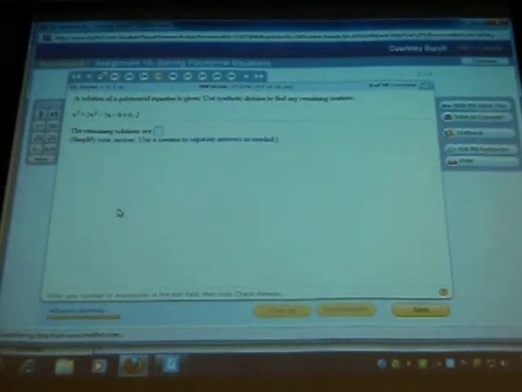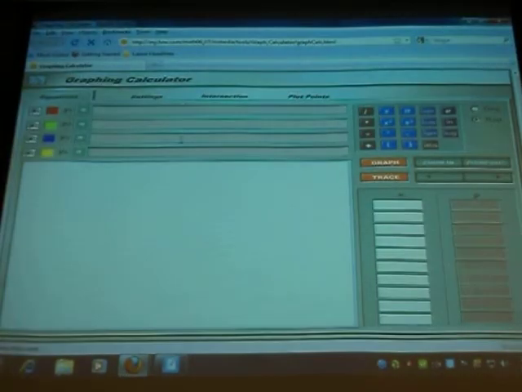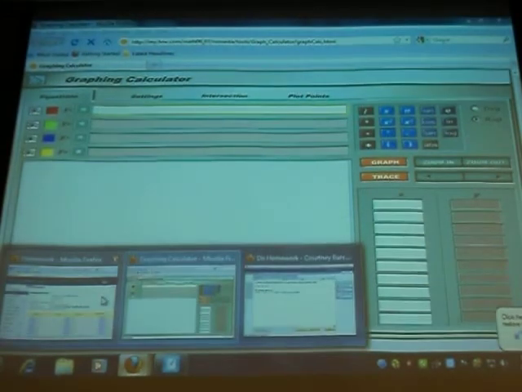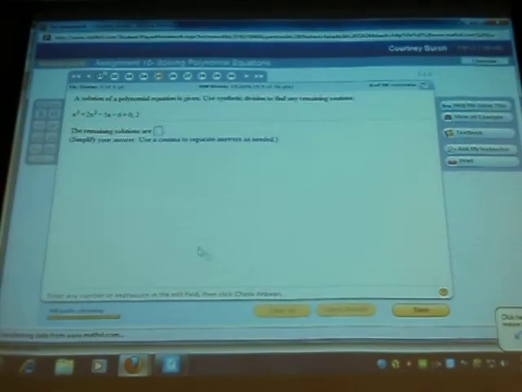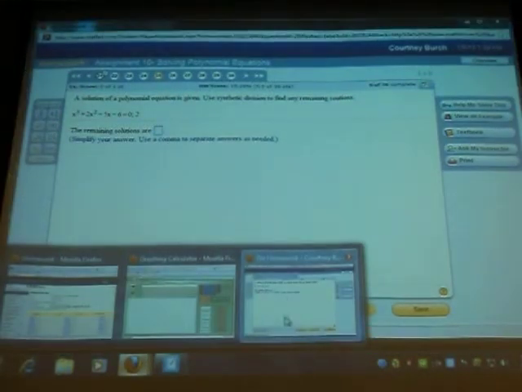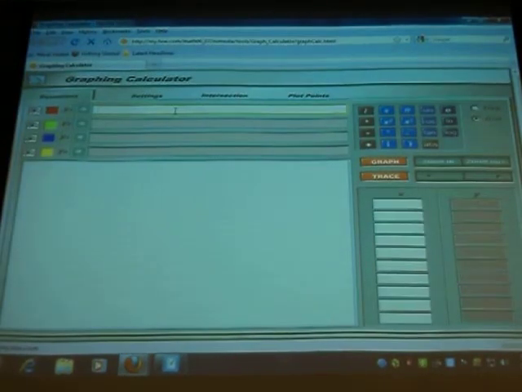Now I told you guys we were going to use the graphing calculator. So sometimes you want to start by just looking at the graph of these things, because sometimes you can pick out the zeros on the graph. So I've got x cubed plus 2x squared minus 5x minus 6.